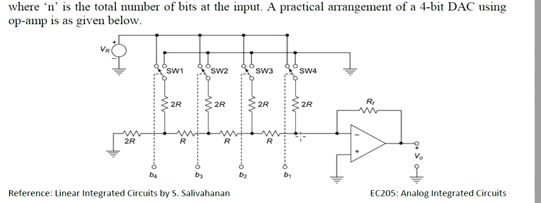Suppose there are n number of bits, B1 to Bn, then that many 2R resistances are in parallel, and one 2R resistance is grounded.